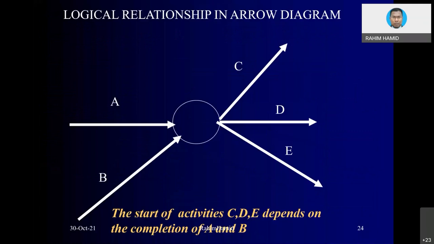Okay, logical relationship in arrow diagram. This is just another example. How do you read activity D? If you look at this kind of diagram, activity D, you can start after A and B are completed. Let's say A is completed in 10 days, whereas B is completed in 15 days. For sure, you cannot start activity D in less than 15 days. You cannot start activity D in 10 days. No, cannot. Because this diagram tells us that A and B must be completed, then only D can start. So D will start from the 15th day onward. Okay? D can start on day 16 if D wants, doesn't matter, or 17, 18, 19, 20. The later you start, the longer the project duration will be.